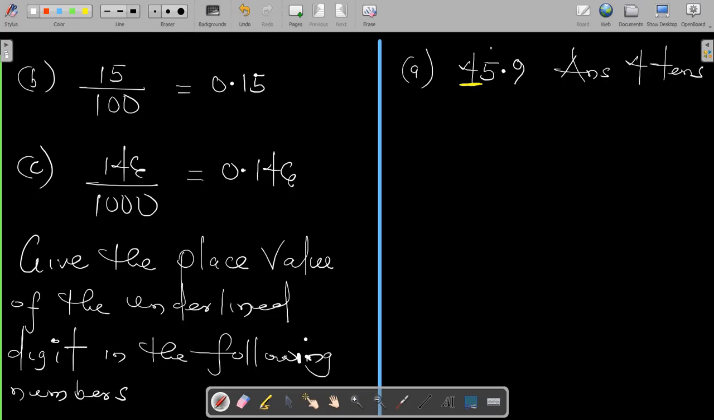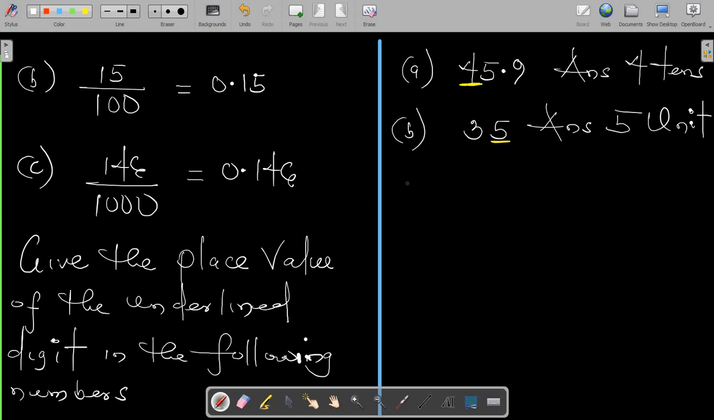So don't forget, this is unit, while this one is the tenths. Then the B part, let me just write 35 and let me underline this 5. So the answer to this one, that 5 represents 5 units.